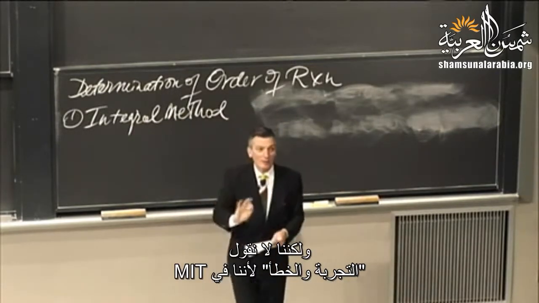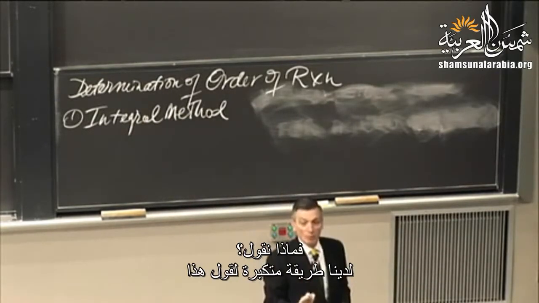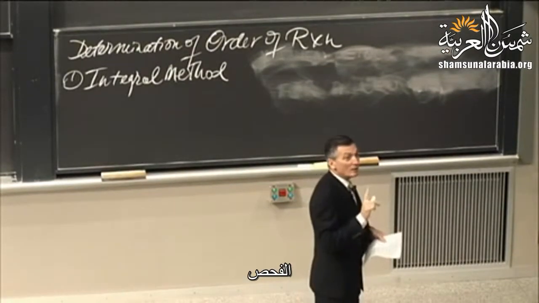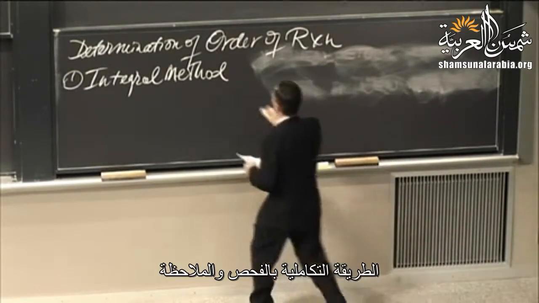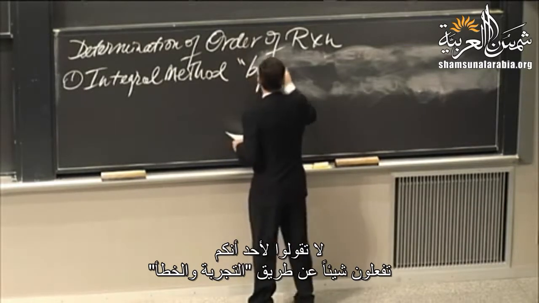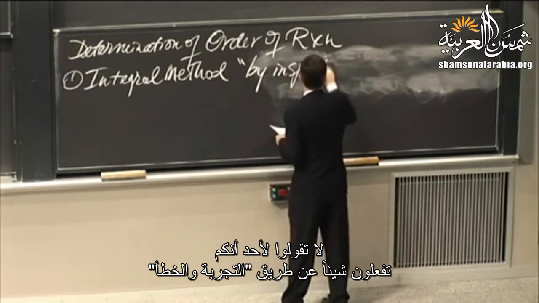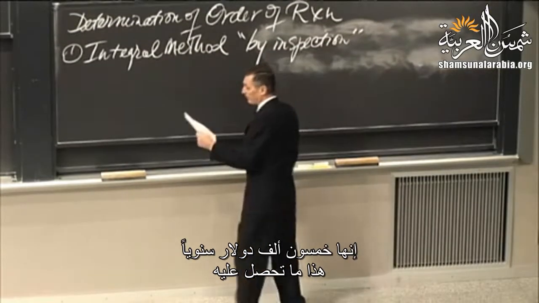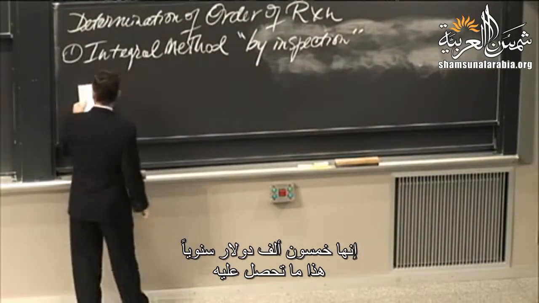But we don't say trial and error because we're at MIT. So what do we say? We have a lofty way. What's the lofty way of saying trial and error? By inspection. By inspection. Never tell anybody you do things by trial and error. We don't do trial. By inspection. It's $50,000 a year that you get.